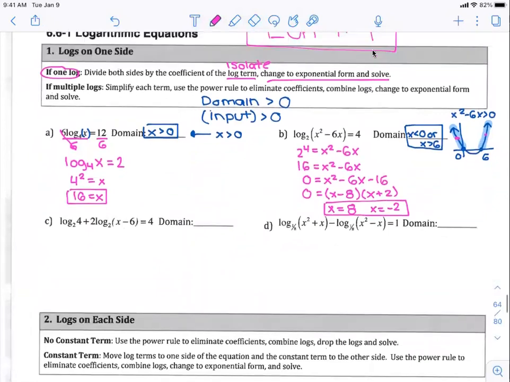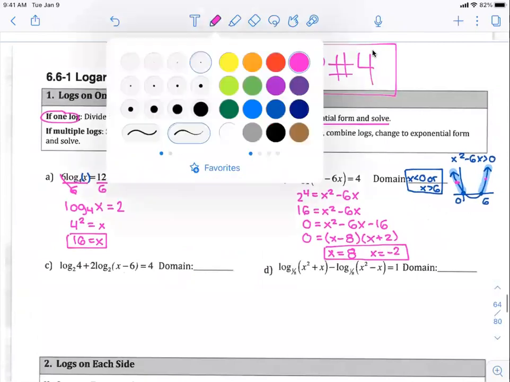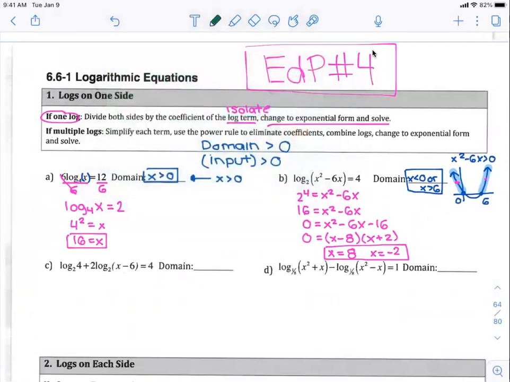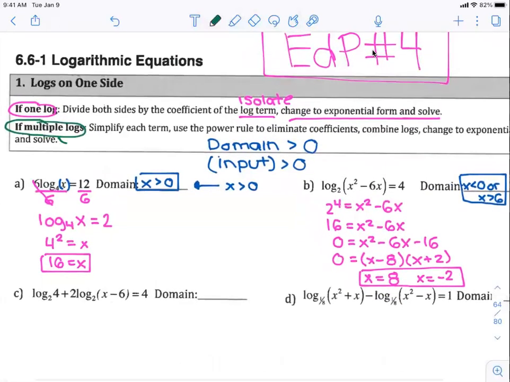Okay, the next two examples are if there's multiple logs. So let's take a look. If there's multiple logs, you're going to go ahead and simplify, and you're going to use the power rule to eliminate coefficients. You're going to combine the logs and then change to exponential form. So your goal really is to get one log by using your rules and then go ahead and change form. So shorthand, that's kind of what you're doing.